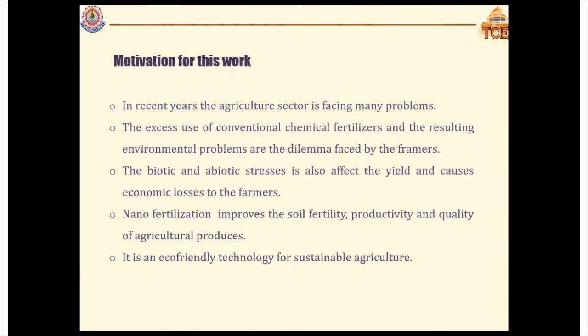The excess use of conventional chemical fertilizers and the resulting environmental problems caused by the chemical fertilizers are the main problem faced by the farmers, and also the biotic and abiotic stresses which affect the plant growth and yield and cause economic losses to the farmers. So a remedy is nanofertilization, which improves the soil fertility, productivity, and quality of agricultural produce, and it is an eco-friendly technology for sustainable agriculture.